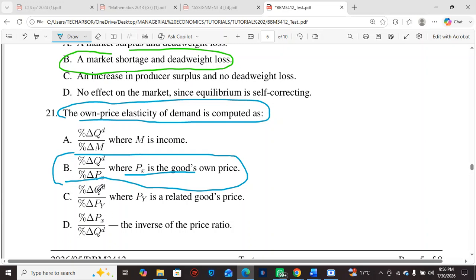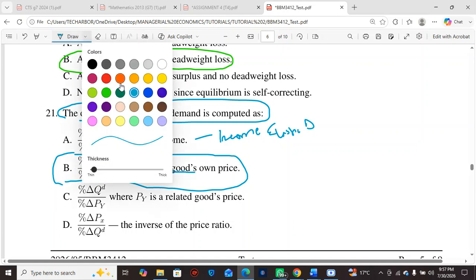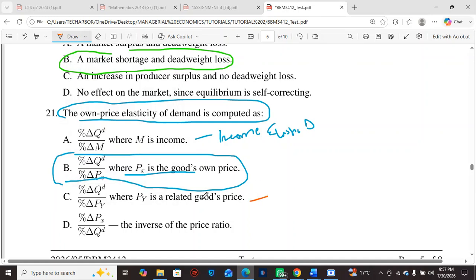If it was income elasticity of demand, this is the one: how quantity demanded responds to change in income. Then there's cross price elasticity of demand, this one here. This shows how the quantity of one good responds to the change in the price of another good.